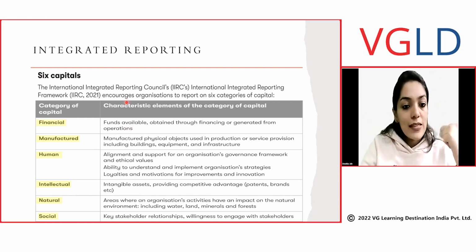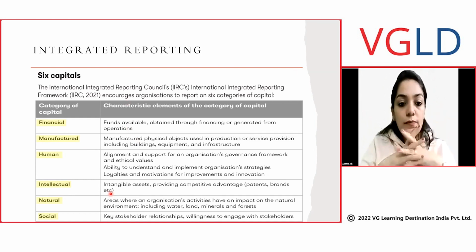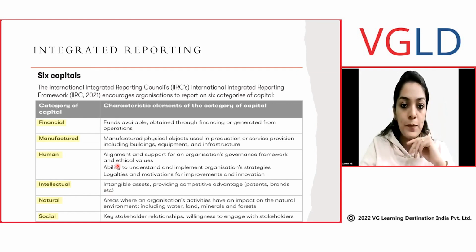So is this fine? All the 6 capitals, are you able to understand? Any doubts here? All clear. Great.